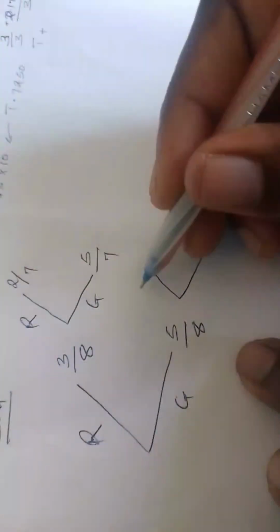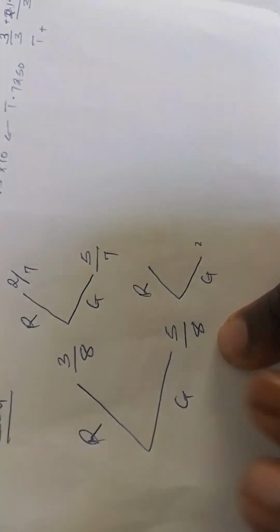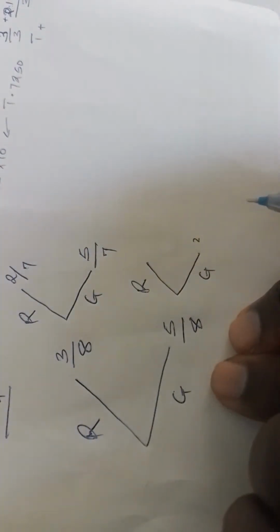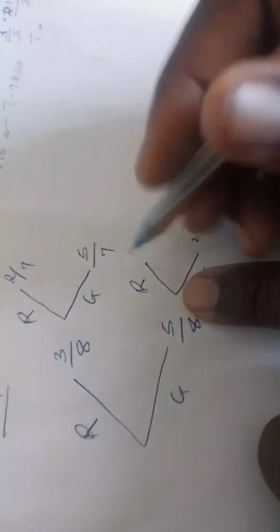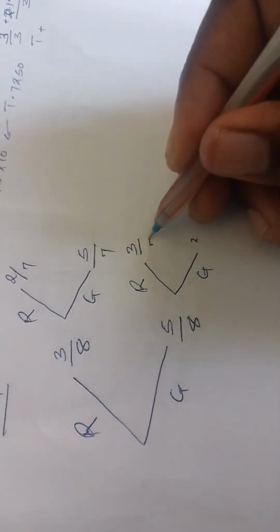this guy picked a green ball at the first round. If he picks a green ball at the first round, what is the probability of getting a green ball? It is 5 over 8. If we go for a red ball, the red ball will be 3 over the total. The total is supposed to be 7.